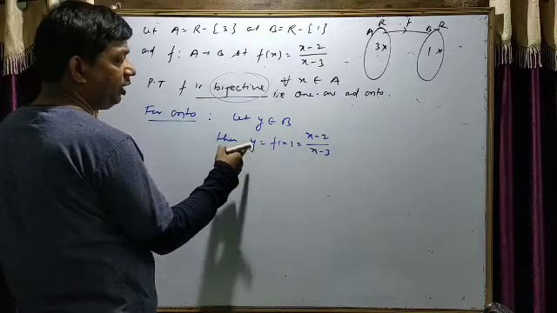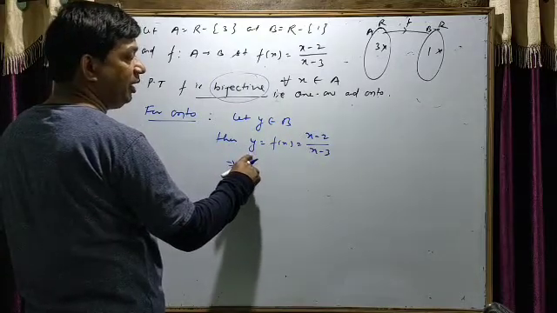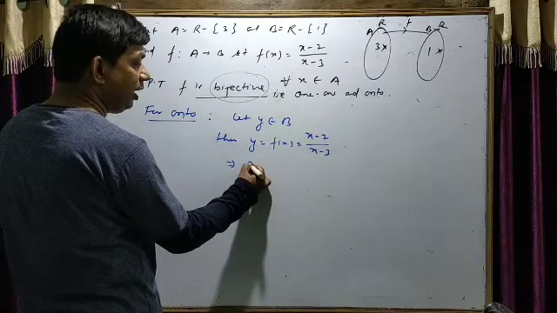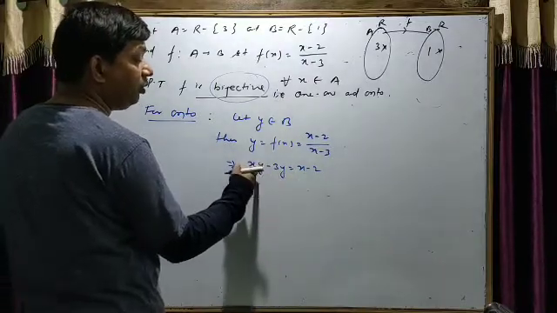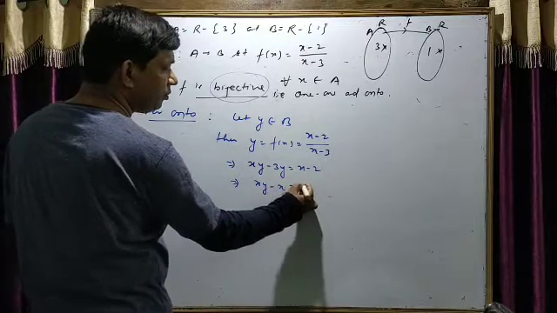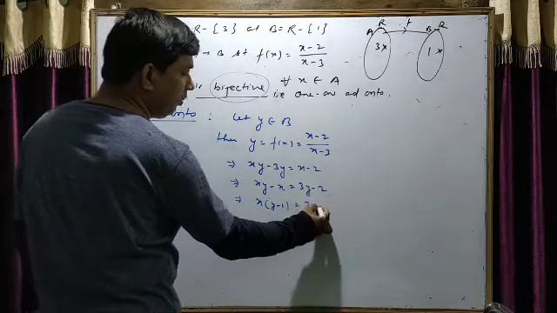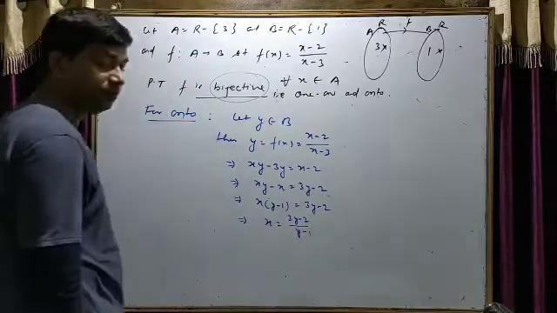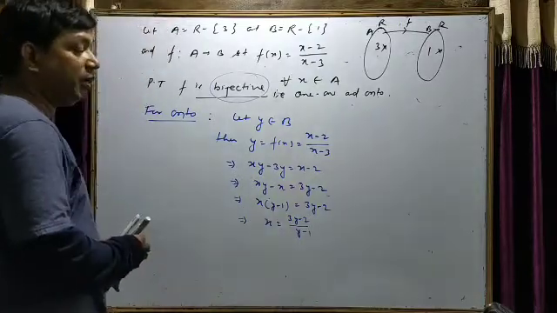As I told earlier, write the independent variable as a dependent variable. Here y is dependent and x is independent. Now we have to write the value of x in terms of y. So xy minus 3y equals x minus 2. Bring this x over: xy minus x equals 3y minus 2, so x(y minus 1) equals 3y minus 2. So x equals (3y minus 2) by (y minus 1). This is the value of x in terms of y.